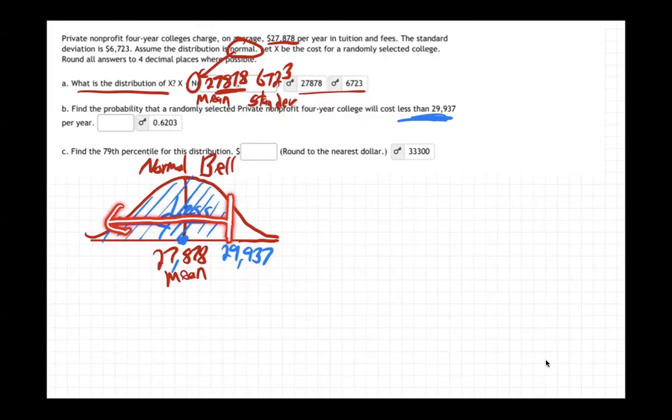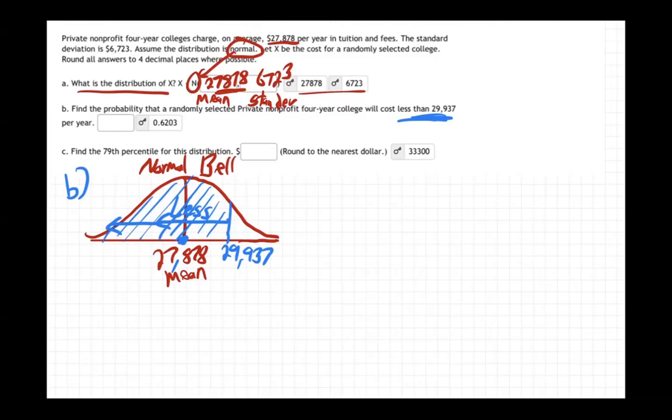The chance that if we grab a college at random, we get one that charges less than that is pretty good. It's going to be more than a 50% chance. There's more than half the curve there. Now, the question is exactly how much is all that? How are we going to do that? Well, now this is, by the way, part B here. We'll do C in a minute.